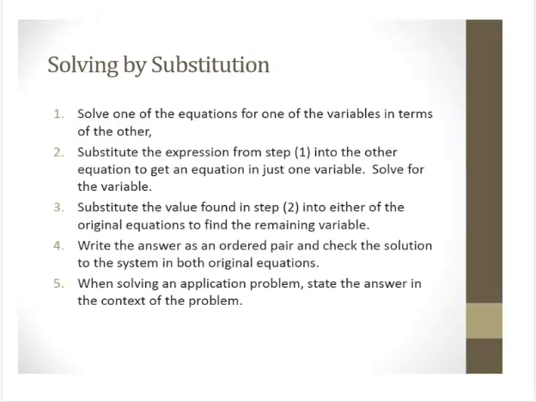So here's a procedure we can use to solve by substitution. We'll see two equations, and we want to first solve one of the equations for one of the variables in terms of the other. We will then substitute the expression from step 1 into the other equation to get an equation in just one variable. We'll solve for that variable. And then we'll substitute again. We now have one of the variables solved for. We substitute the value found in step 2 into either of the original equations to find the remaining variable.